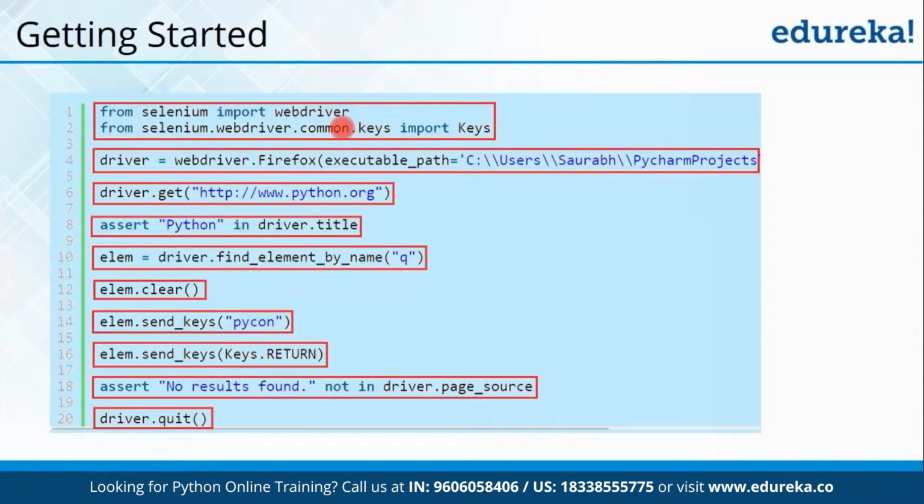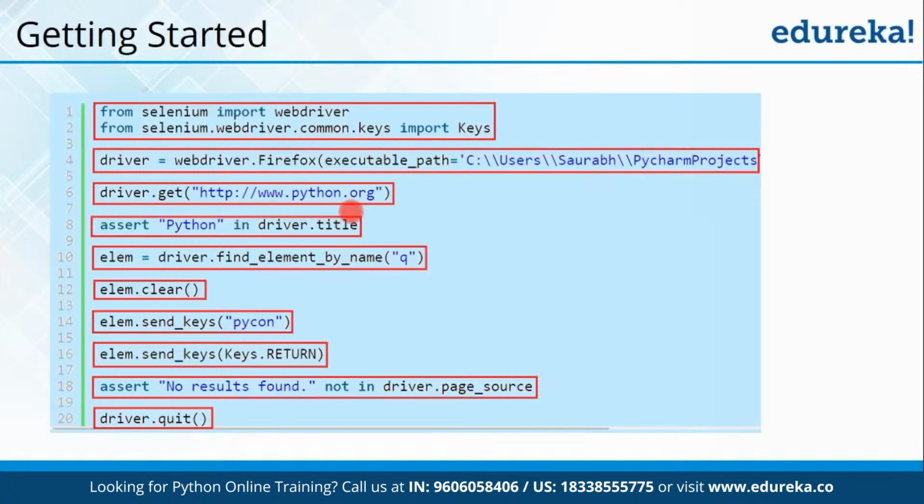After that we are going to create the instance of the Firefox WebDriver. As you can see, in the bracket I've given an executable path to the driver. For Firefox we use Gecko driver, so this is nothing but the path to that Gecko driver. And then the driver.get method will navigate to the page that has been given in the URL. So over here we have www.python.org.